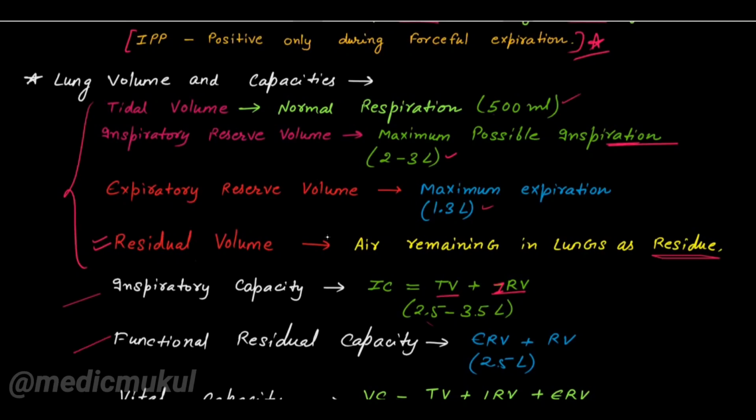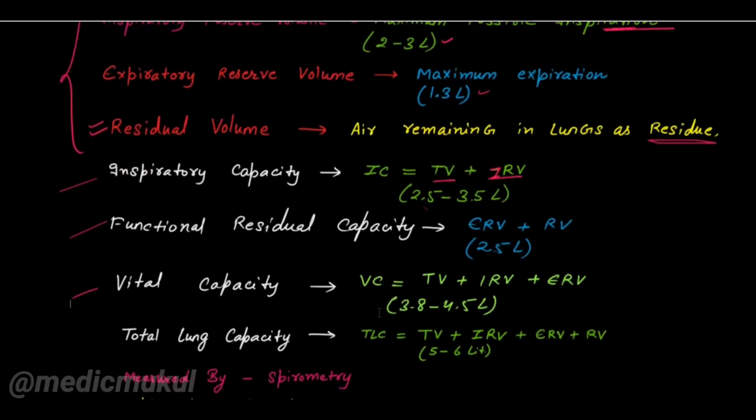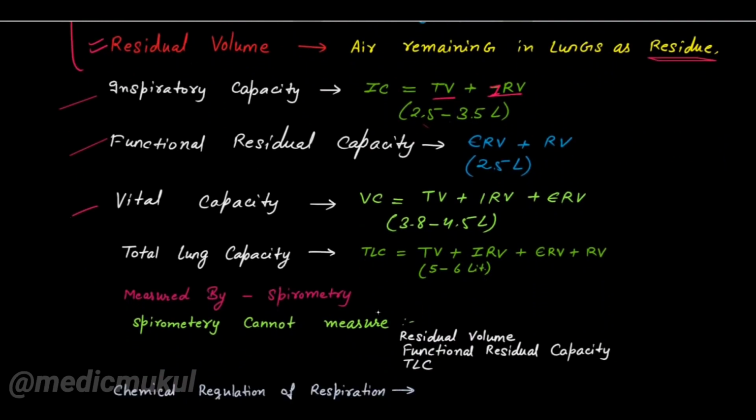Functional residual capacity. That is expiratory reserve volume plus residual volume, the residue in our lungs. That is functional residual capacity. The next is vital capacity. Vital capacity, remember, fill the balloon. Take a balloon and fill the balloon. That is vital capacity. So how will you do that?